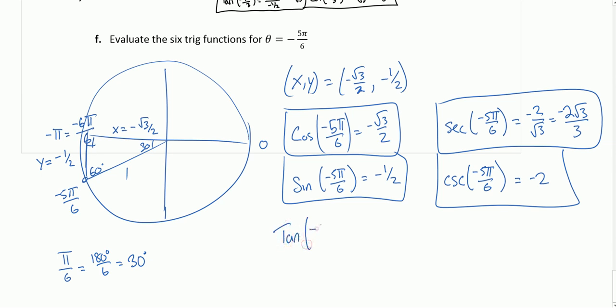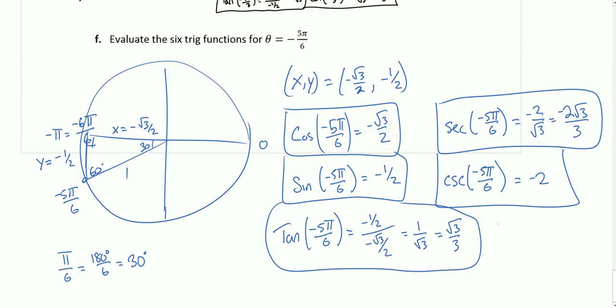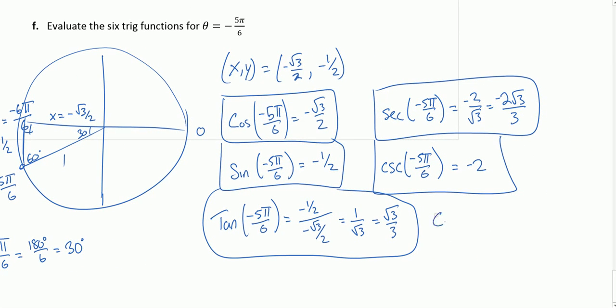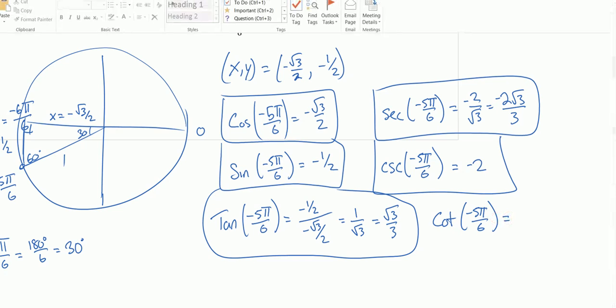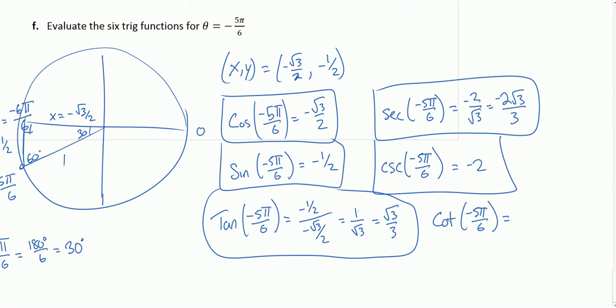The tangent of negative 5 pi over 6 is sine over cosine, so negative 1/2 over negative root 3 over 2. Multiply top and bottom by negative 2 and you get 1 over root 3. Multiply top and bottom by root 3 and you get root 3 over 3. And then the reciprocal of tangent is the cotangent of negative 5 pi over 6. And I'm going to choose to take the reciprocal of 1 over root 3 to get root 3. And there are the 6 trig ratios for theta equals negative 5 pi over 6.